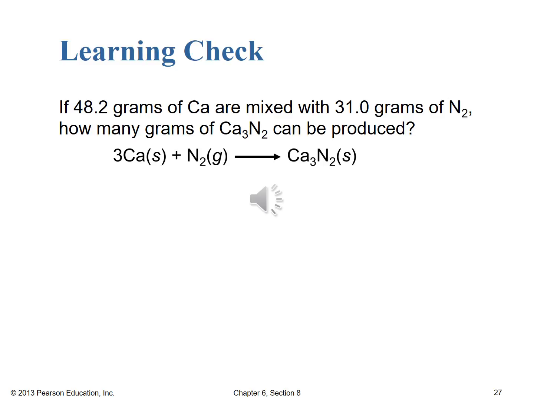So go ahead and based on those masses of starting material, figure out which reactant gives the smaller moles of product and therefore find out the mass of product from that limiting reactant. Pause the video here. It'll probably take you some time as you're still getting used to this. When you're done, start back up and we'll see how you did.